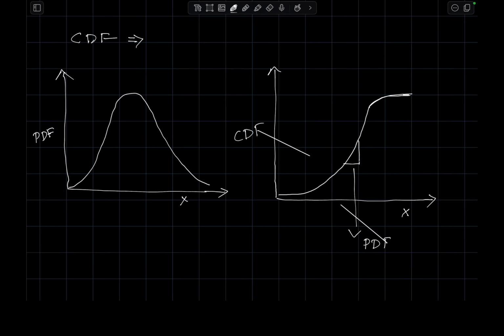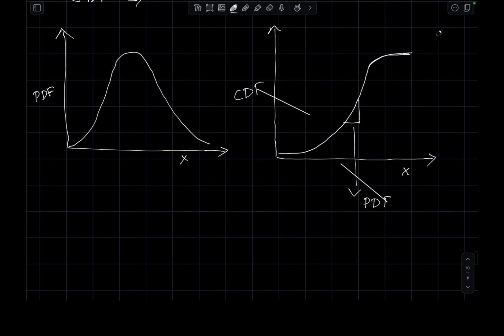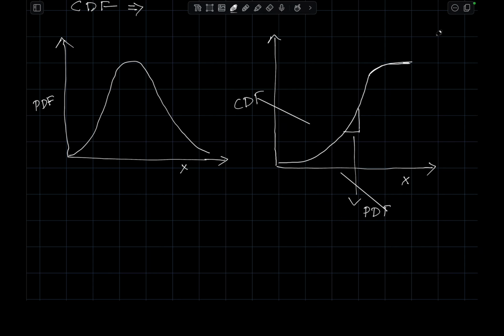This again is the X. So here, as you can see, in the starting the slope will be small, and in the end as well the slope will be small, and in the center the slope will be a higher value. So you can see how the PDF is reflected in the CDF. The concept is very important to understand the area under the curve and the probability density. The main takeaway from this topic is that the slope of the CDF will be giving the probability density function.